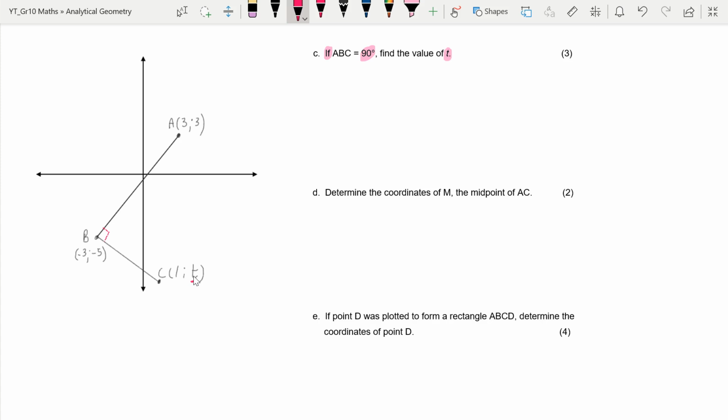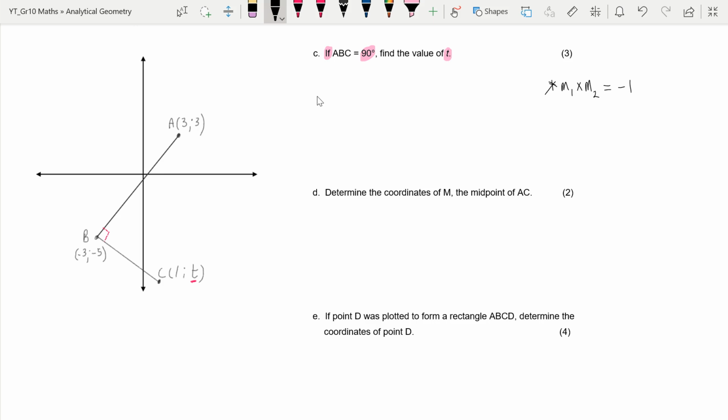And the moment that we start talking about perpendicular lines, we need to remember this idea that the gradient of the one times the gradient of the other would give us -1. That will hold true if they are perpendicular. Well, they are telling us that that is 90, so it must be perpendicular. So we must be able to use that equation to find t. So let's go substitute that in.